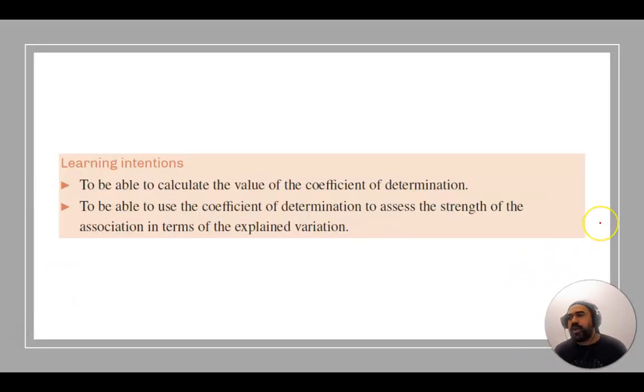Hey there, Year 12 General Maths. Here is your holiday homework for exercise 2G, the coefficient of determination.